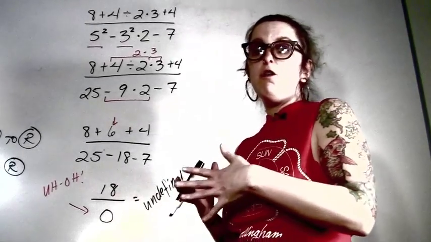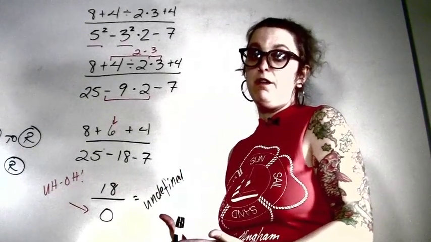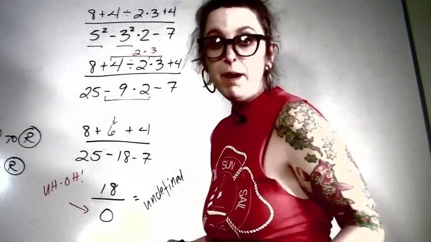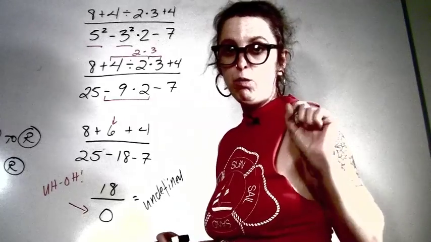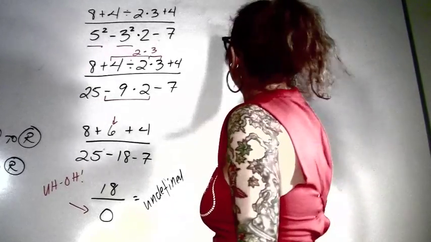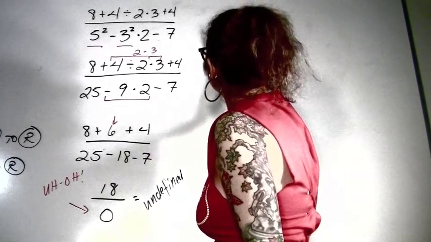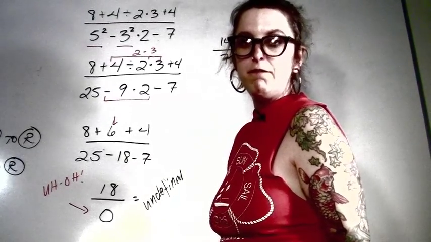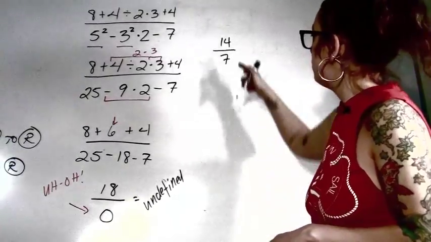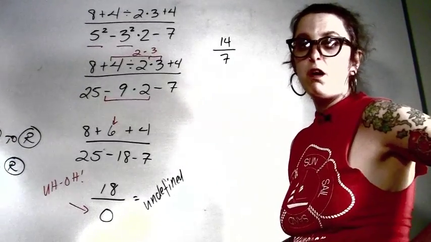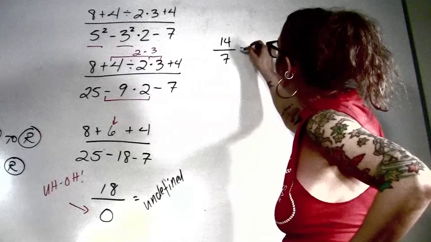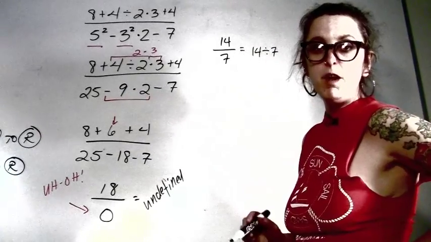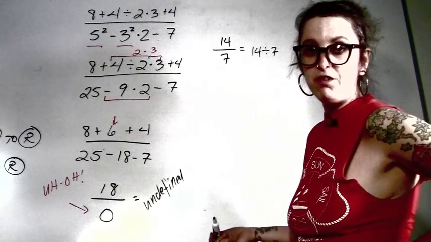So I'd reckon that nobody bothered to explain to you what undefined meant, so I'm going to do it now. Okay? So I'm going to make up a math problem, and we're going to get ourselves out of it. So I'm going to say 14 divided by 7. All right? I'm going to write that another way. 14 divided by 7, you know the answer to that is 2.